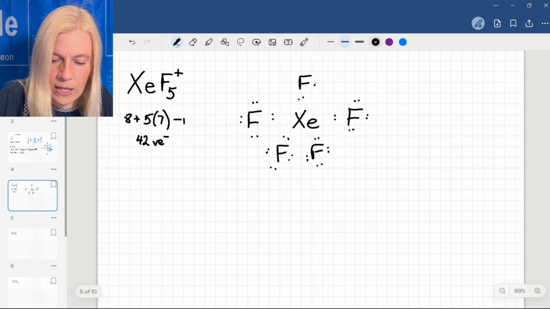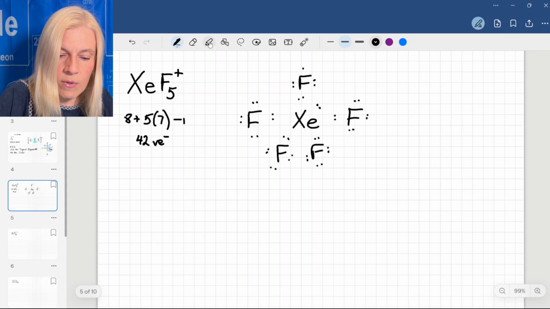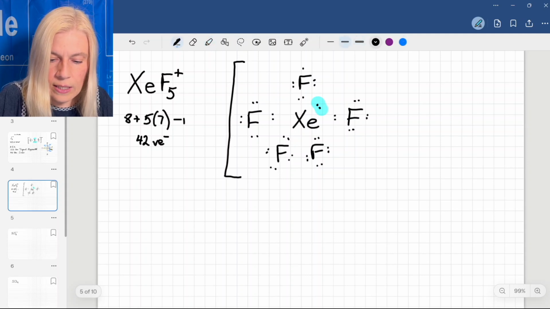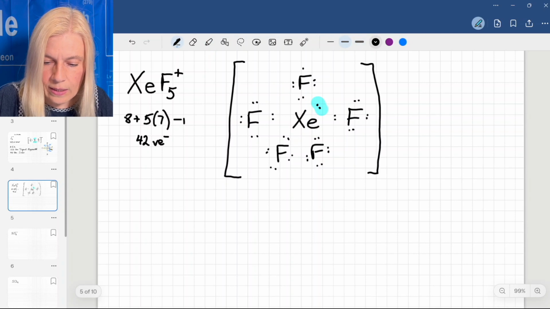Okay, and when I'm done with this, I realize I used 8 times 5, 40. I'm going to have to put a lone pair here. I am going to highlight it just so it doesn't get lost, so you can see that it is here. And it's a polyatomic ion. I need my bracket. Yes, the plus side. This wasn't very graceful, but the lines.